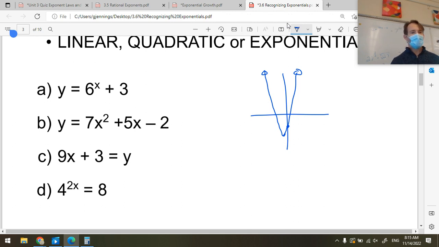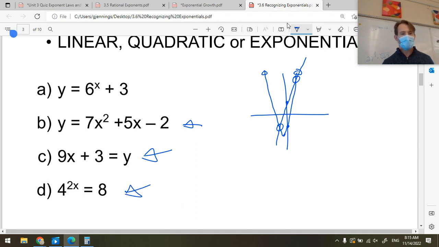9x plus 3 equals y. What's that? This is linear. That has a y-intercept of plus 3 and a slope of 9, so it's doing something like this. If I asked you to find the intersection between these two things, you'd find two of them. You'd find one up here and one down there.